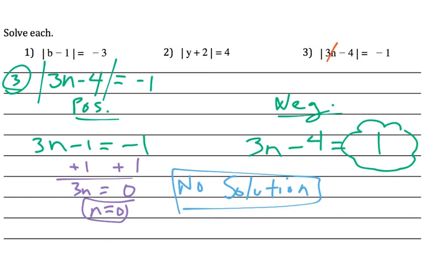3 times 0 goes away, and then the absolute value of negative 4 is positive 4, and that does not equal negative 1. So these ones, when you check your work, you'll see, oh, whoops, I shouldn't have moved ahead. And that's because no matter what, you will never get a negative result when taking an absolute value.